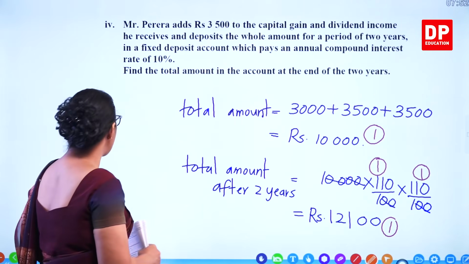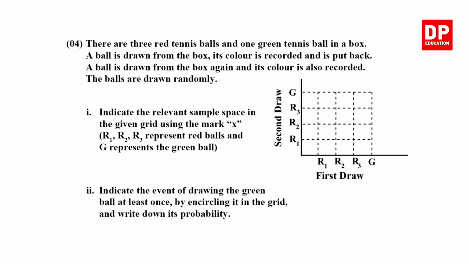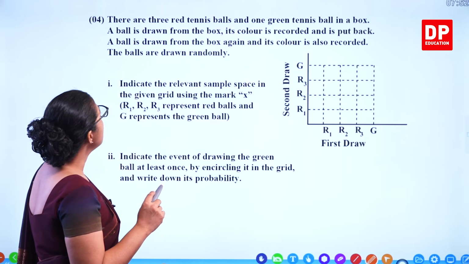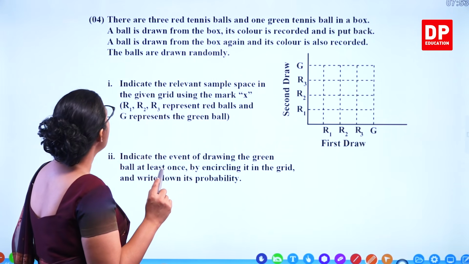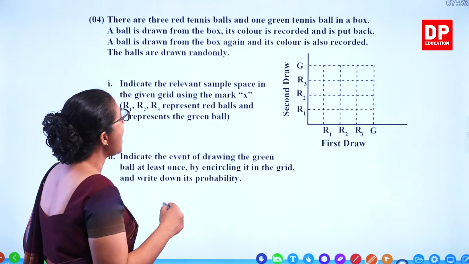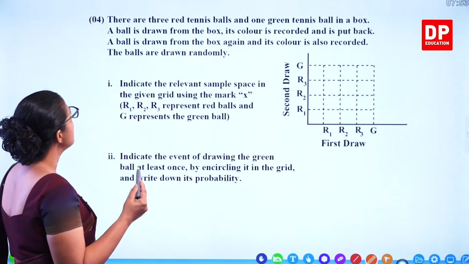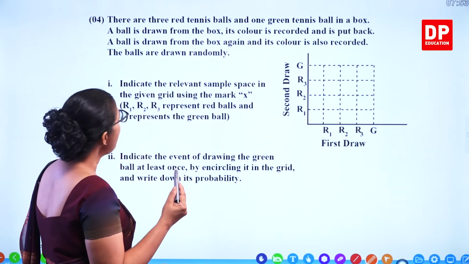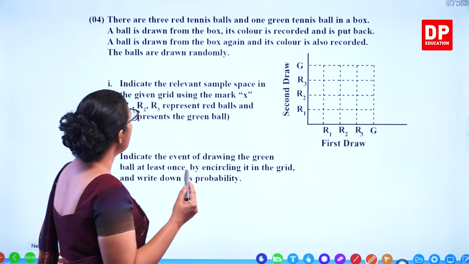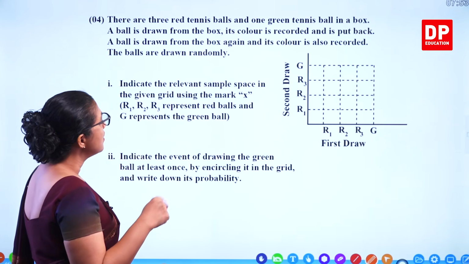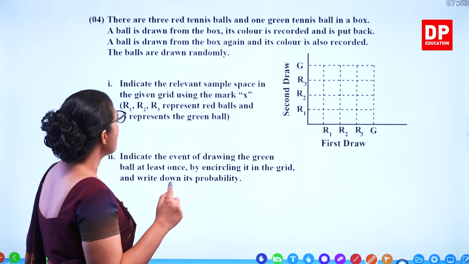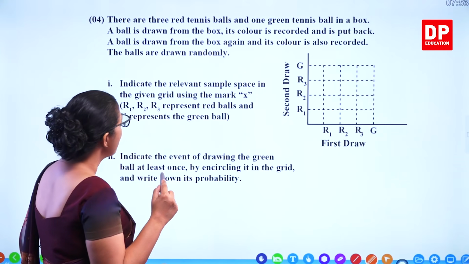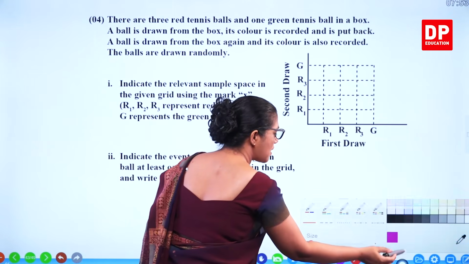Now let's take question number 4. There are 3 red tennis balls and 1 green tennis ball in a box. A ball is drawn from the box. Its color is recorded and is put back. A ball is drawn from the box again and its color is also recorded. The balls are drawn randomly. Indicate the relevant sample space in the given grid using the mark X. R1, R2, R3 represent red balls and G represents the green ball. So you need to mark the sample space.